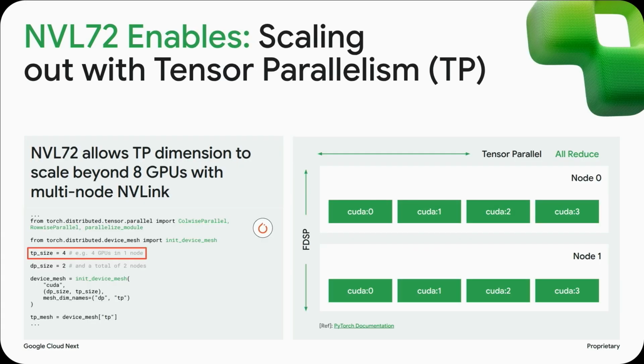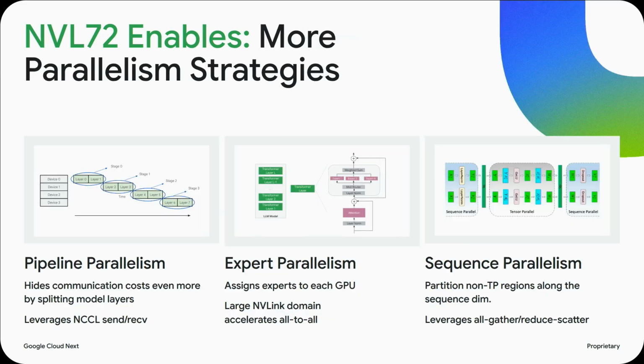I have a small code snippet here from PyTorch that's setting the TP size to 4, because with traditional 8-GPU systems, once you start exceeding TP equals 8, you start going over the DC bandwidth, and then it becomes really slow. Tensor parallelism gets really slow. But with 72 GPUs, you don't have to worry about limiting your tensor parallelism size to 8 anymore. You can scale out beyond 8. And that also enables more parallelism strategies.